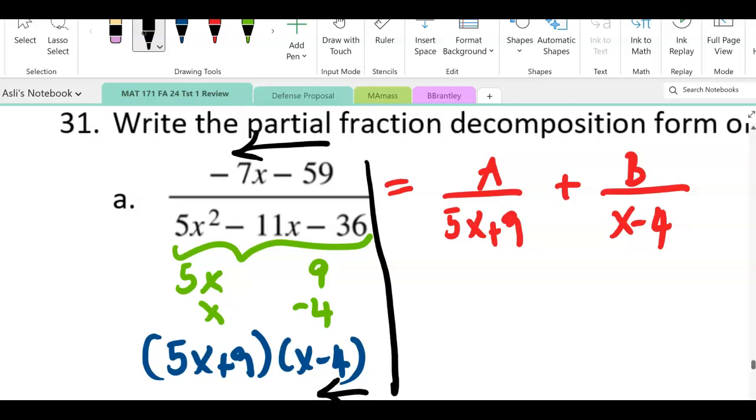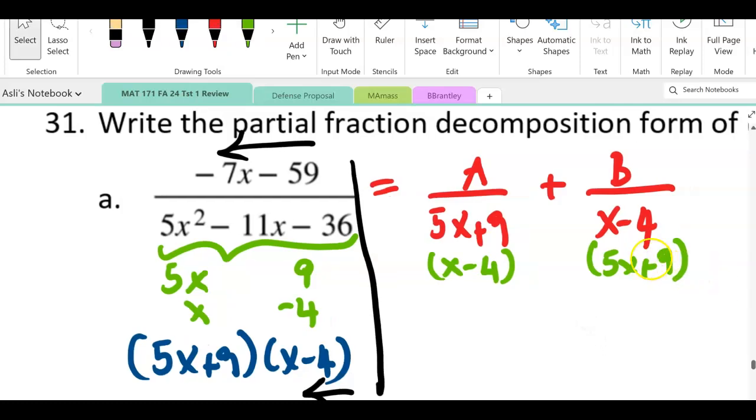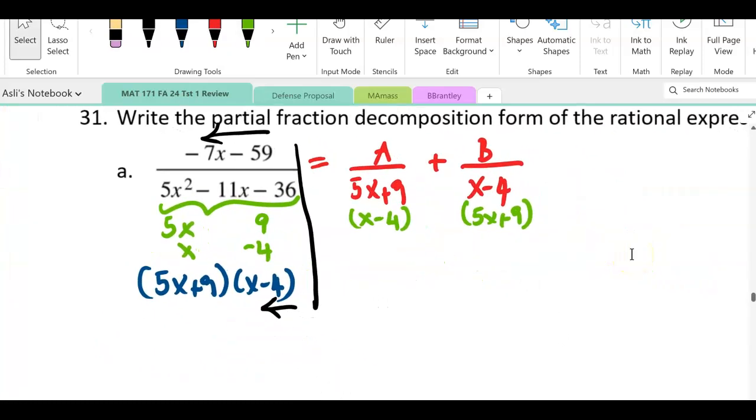We're going to think that I have these two things, a over 5x plus 9 and b over x minus 4. I'm adding them. How do I add them? They're fractions. I need to multiply with x minus 4. I need to multiply this guy 5x plus 9. Okay, so let's do that.